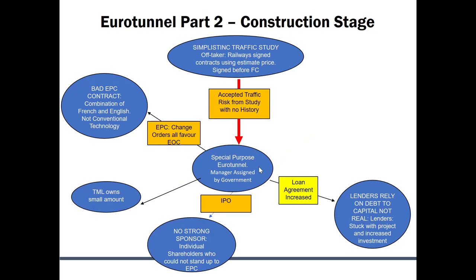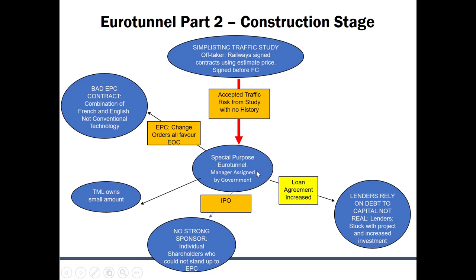But then after financial close, that's when it fell apart. First of all, this EPC contract was absolutely horrible. It was supposed to be fixed price. It was nothing like that at all. There were immense cost overruns. TML wasn't the shareholder anymore because they made an initial public offering. So the sponsor was a bunch of shareholders, a weak sponsor.